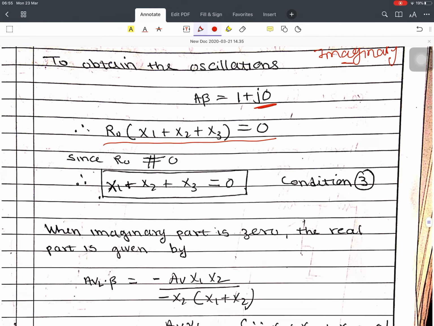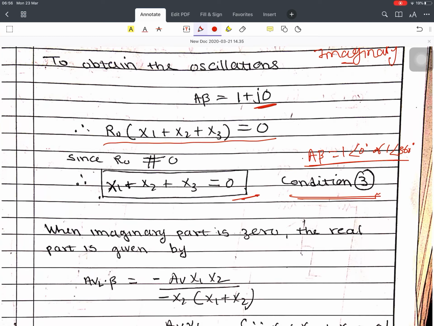Now I know RO cannot be 0, so x1 plus x2 plus x3 has to be 0. This is my condition number 3. Why 3? The first two conditions are Barkhausen's criteria: one related to phase shift, the other related to amplitude. These two give you 0 degree or 360 degree. These are the first two conditions. The third condition is that x1 plus x2 plus x3 must be 0.